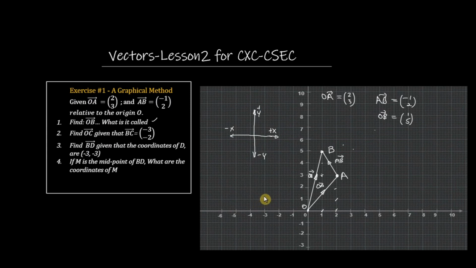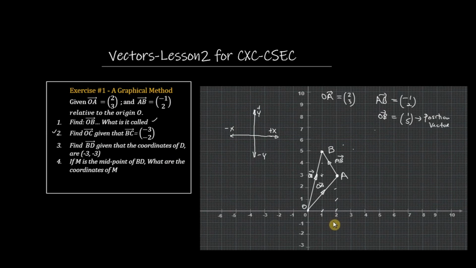What is it called? Well, we said in lesson 1 that if a vector starts at the origin, it begins with an O, that vector is called a position vector. So we write OB is a position vector. Once again, if you are having some difficulty following us, I would strongly recommend that you go back and review lesson number 1.